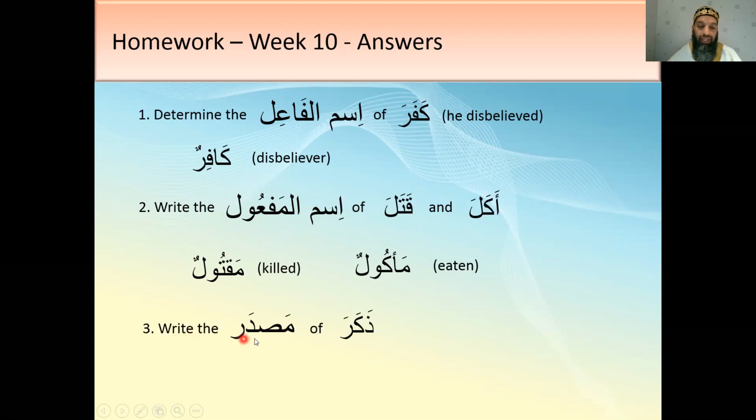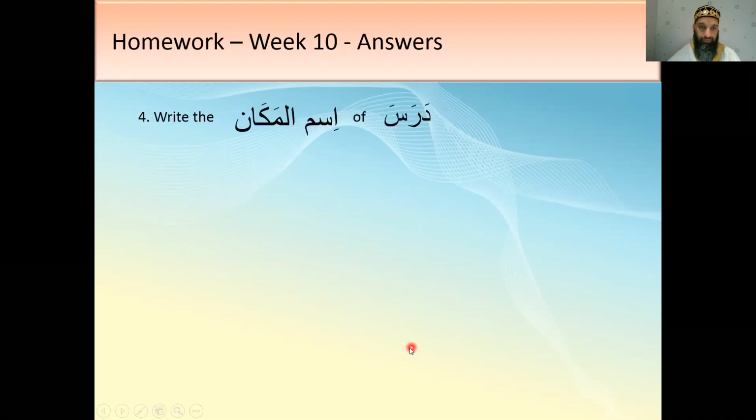Question three, write the masdar of dhakara. If you go back to your notes, you will have a look there. The answer follows a fi'lun pattern. So dhakara becomes dhikrun. Dhikrun means remembrance. We did this last lesson.